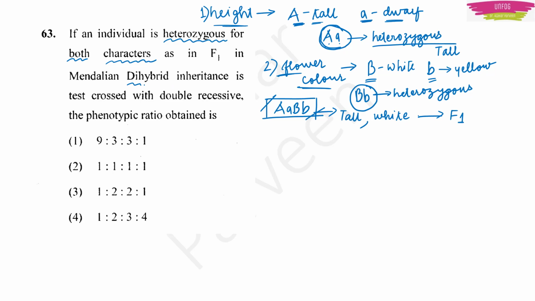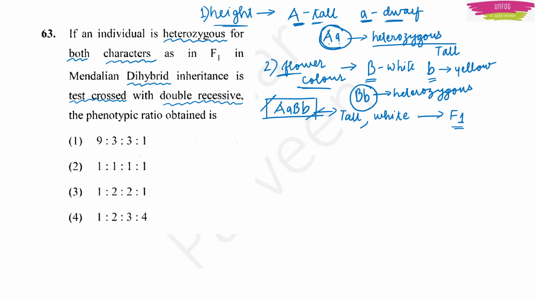See, he is saying dihybrid. Dihybrid means we take two characters in that cross, right? And this F1 is test crossed with double recessive. So basically there are two types of crosses. One is back cross, one is test cross. Back cross means that progeny, that F1 generation that you are getting, we cross it with one of its parents. That is known as the back cross.